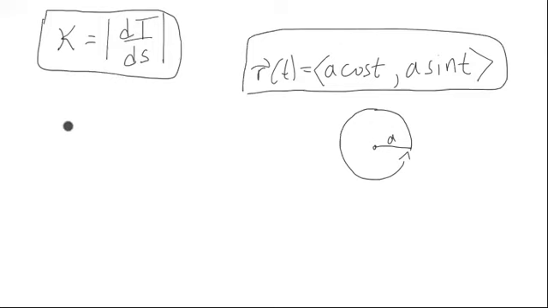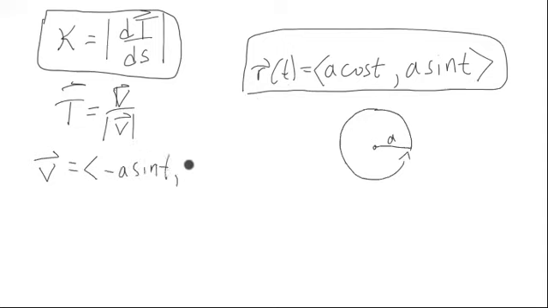So first off, we need to be able to compute T. T is simply v over the length of v. And so what is v? V is the derivative of r. So we can compute v as being, with respect to t, minus a sine t and a cosine t.